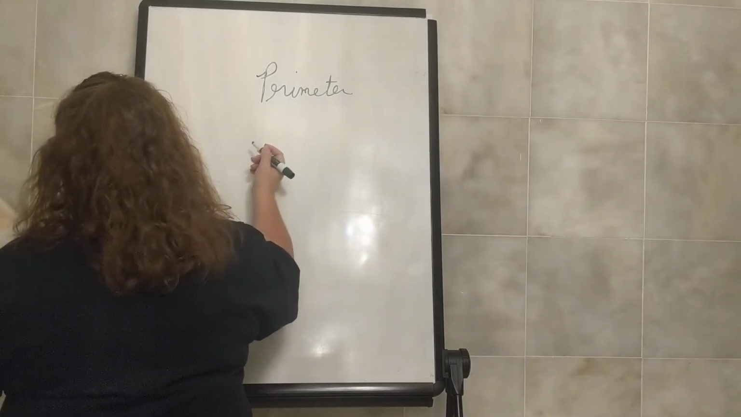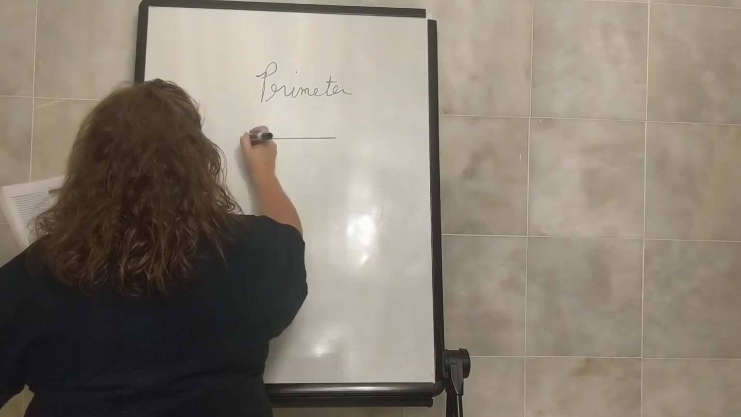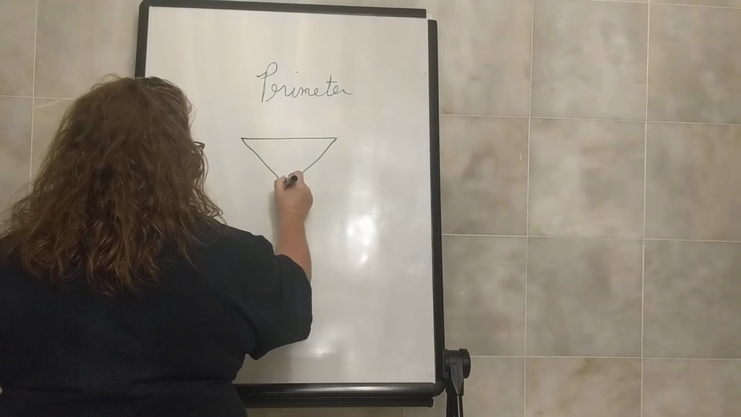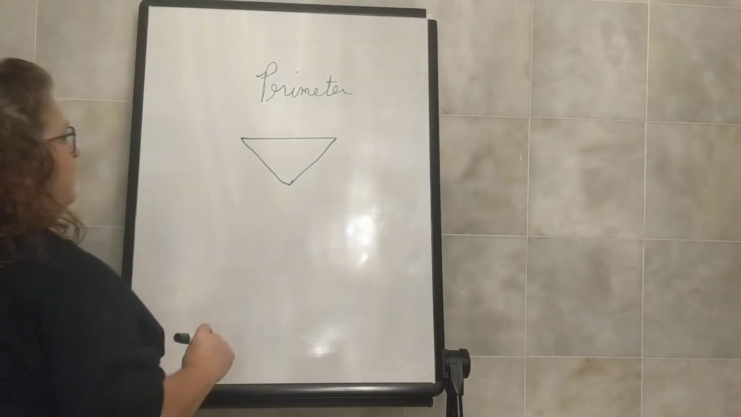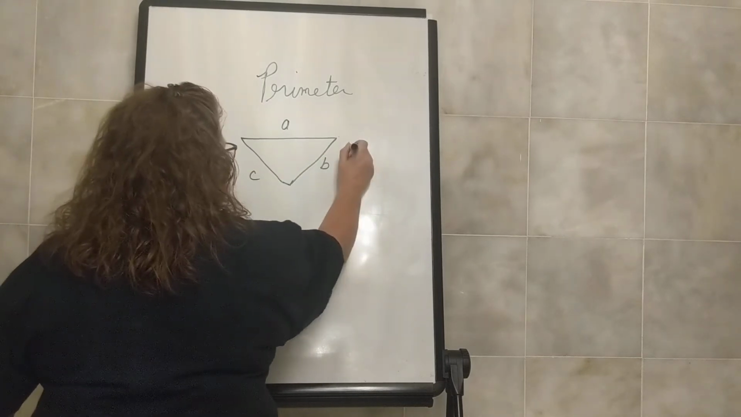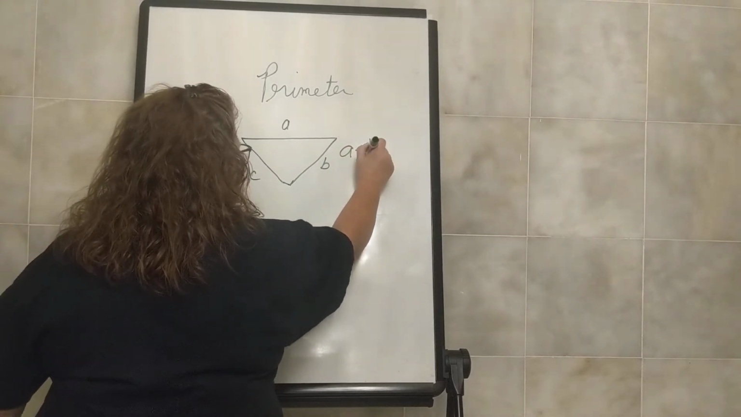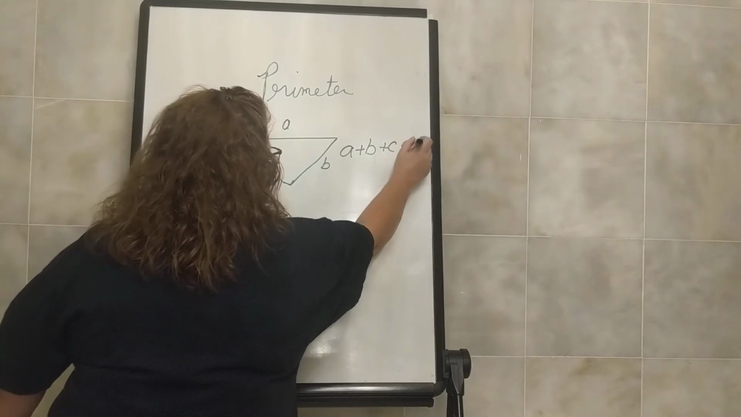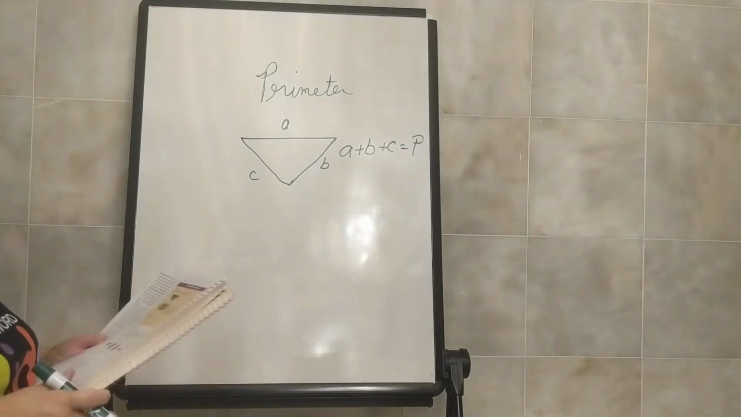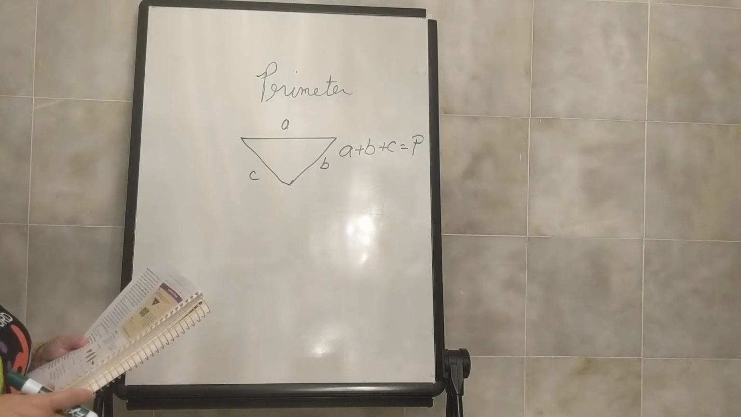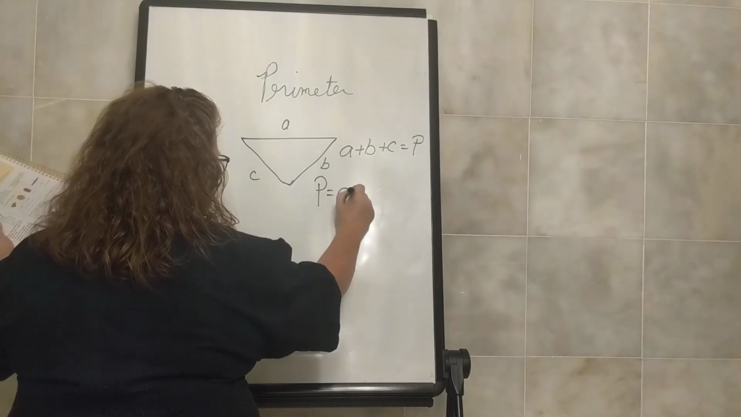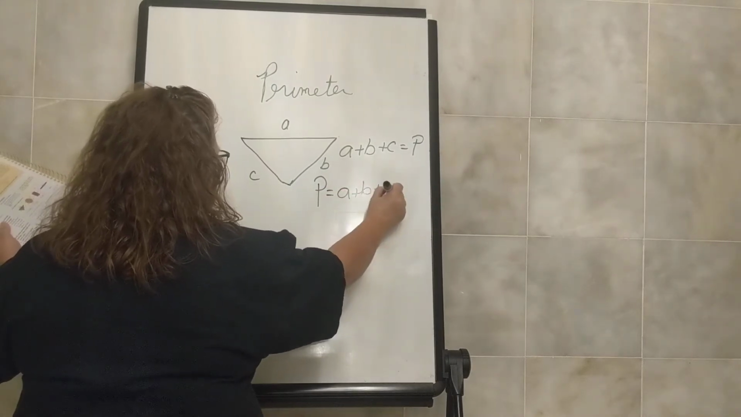So when we find the perimeter of a polygon, the first polygon that we are going to talk about is a triangle. So when we find the perimeter of a triangle, we're going to add A plus B plus C equals perimeter. So that is our formula for finding the perimeter of a triangle. Actually, it makes more sense if you write it this way. Perimeter equals A plus B plus C.